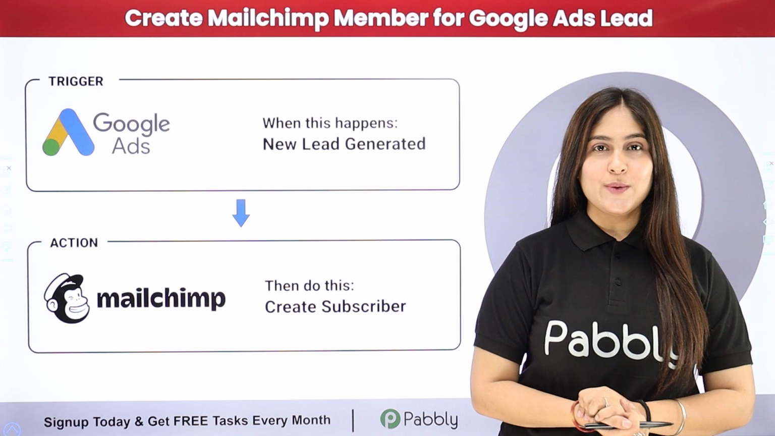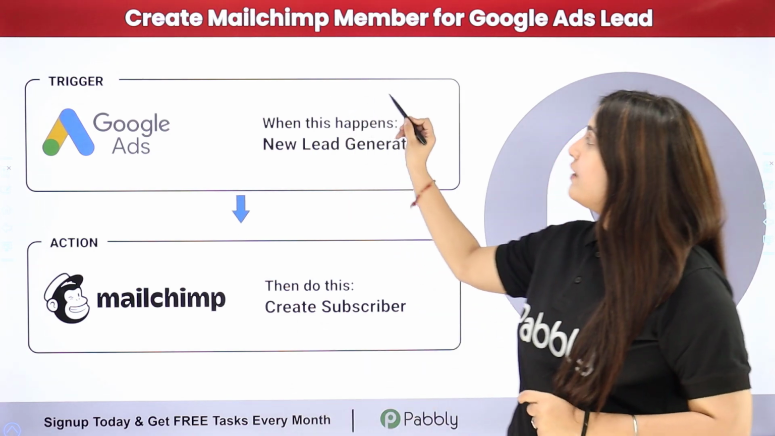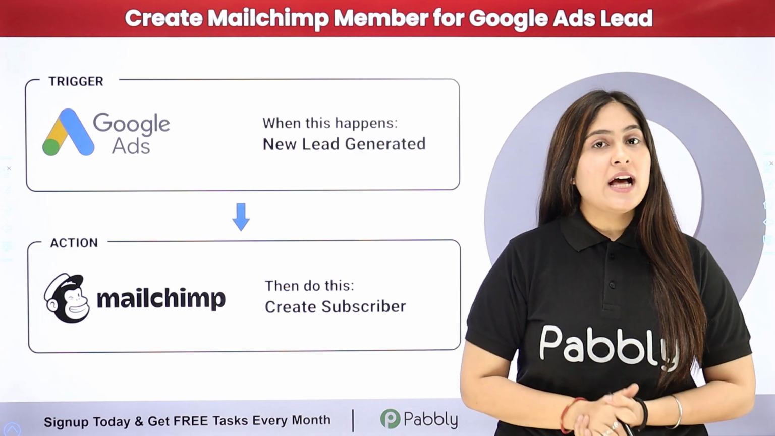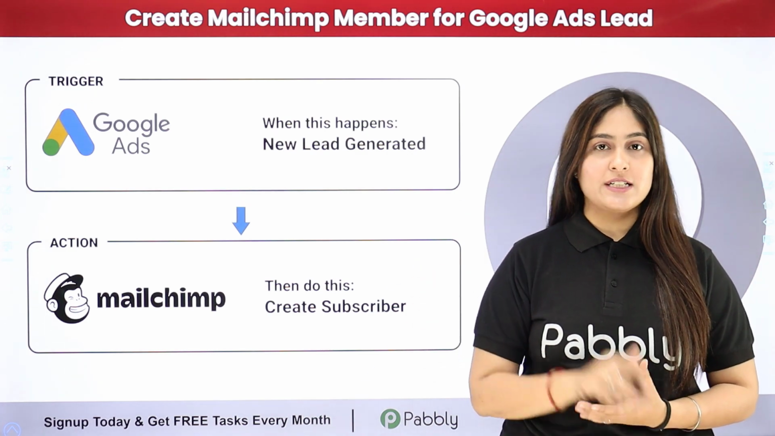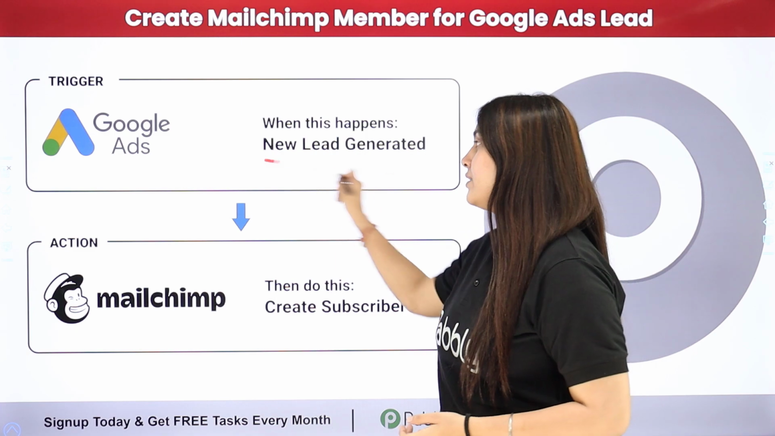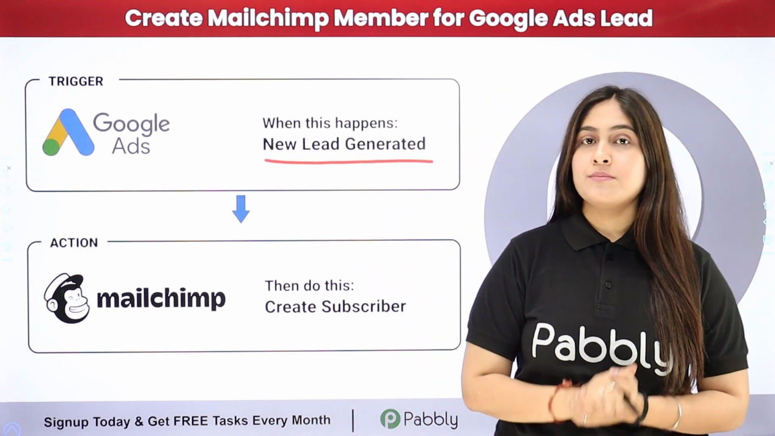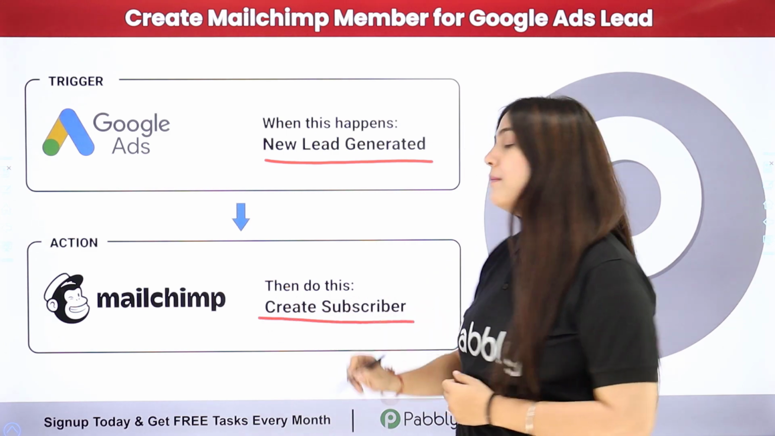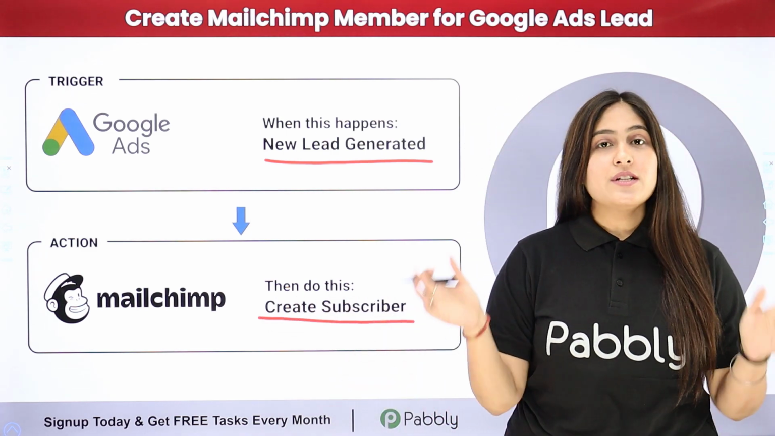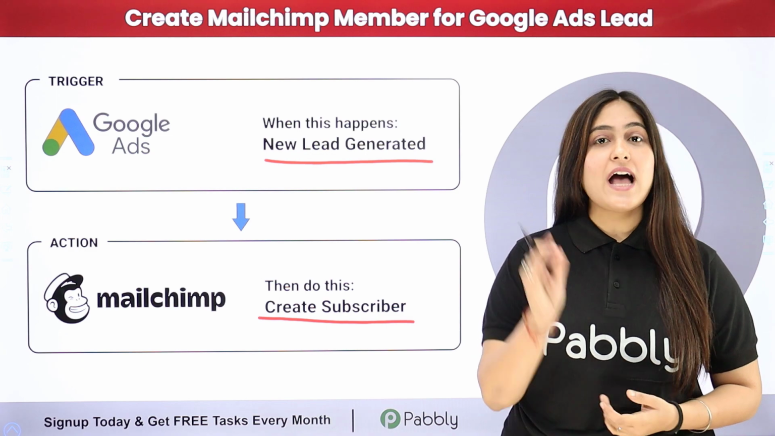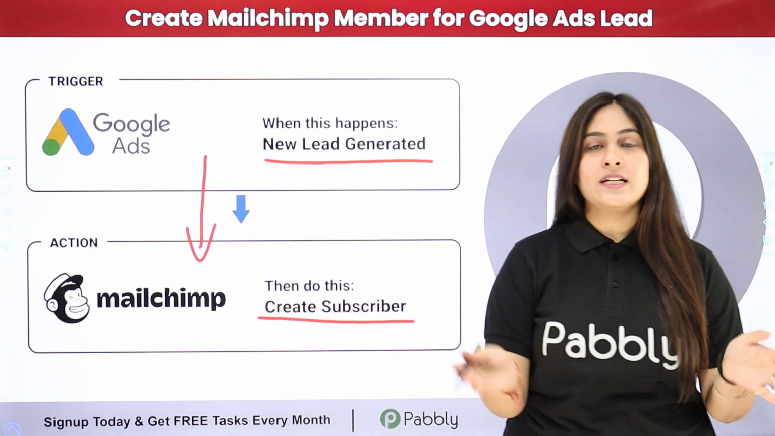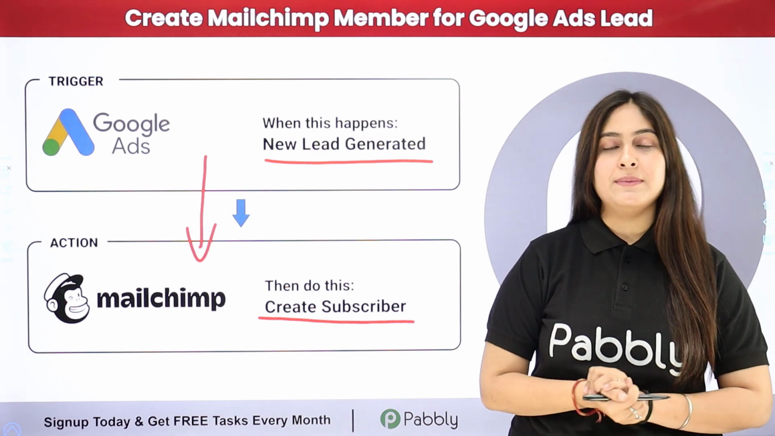In this video, we are going to understand how to create a Mailchimp member for a Google Ads lead. So here I'm running Google Ads for my business, and my objective is that whenever a new lead is generated in my Google Ads, the lead should automatically be added as a new subscriber in my Mailchimp account as well. To automate the entire process, I need to connect my Google Ads with my Mailchimp account using an automation software named Pabbly Connect.